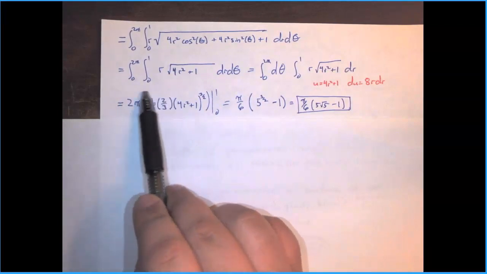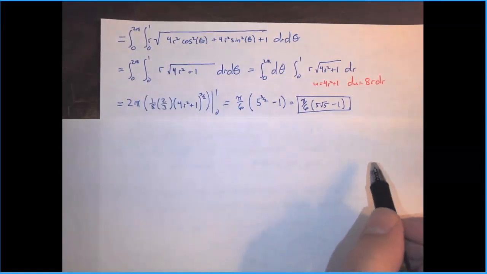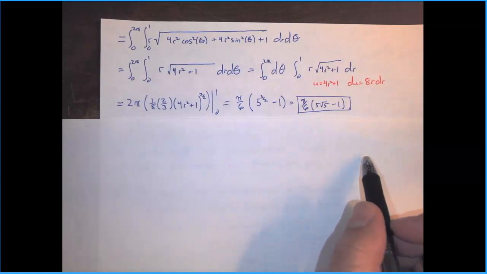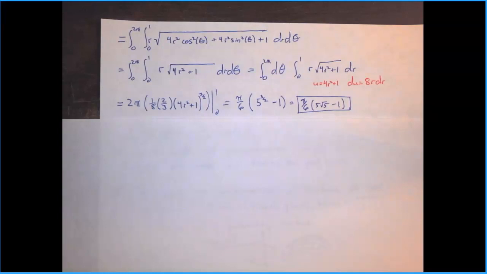If I multiply these three terms together, I get pi over 6. And so this is just pi over 6 times 5 root 5 minus 1. And that's the area of that paraboloid. So I'm going to stop here for now, and in the next video we'll start parameterizing surfaces.